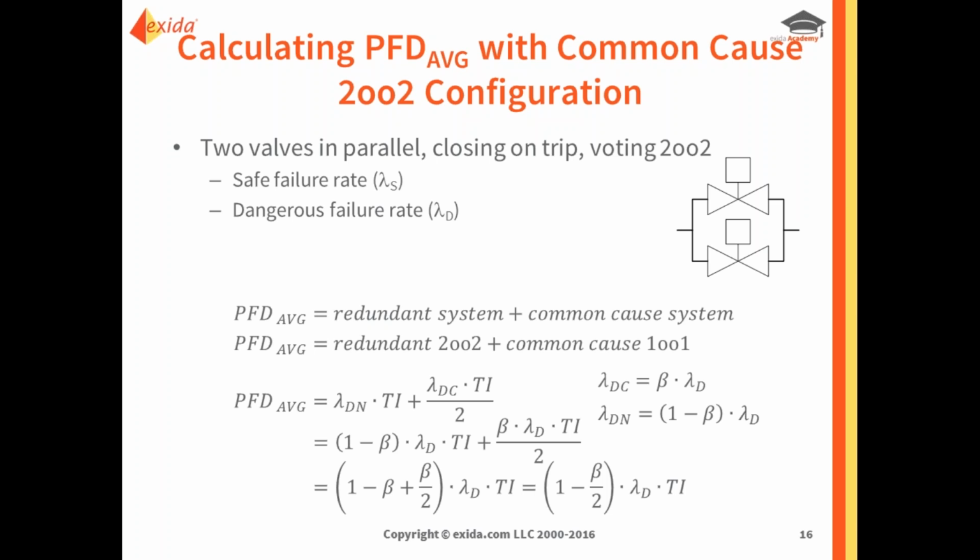We did a little bit more here with the equations, but the start is exactly the same. There's a redundant portion of the formula and a common cause portion of the formula, exactly the same as what we did for a 1 out of 2. The redundant portion, in this case, is the 2 out of 2 portion, after all, we're using a 2 out of 2 voting architecture here. The common cause portion remains the same. It's the 1 out of 1, or non-redundant, configuration.